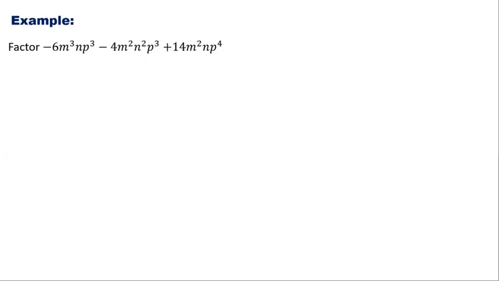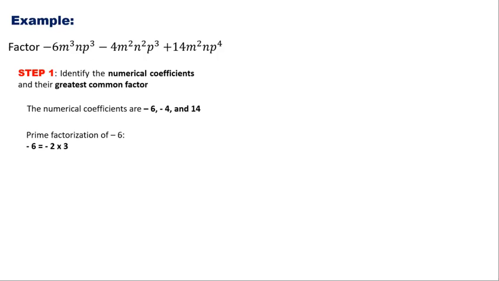We have here, factor negative 6 m cubed n p cubed minus 4m squared n squared p cubed plus 14m squared and p to the power of 4. So again, first step is to identify the numerical coefficients and the greatest common factor of those coefficients. So the numerical coefficients are negative 6, negative 4, and 14. Now let's get the GCF by using the prime factorization method.